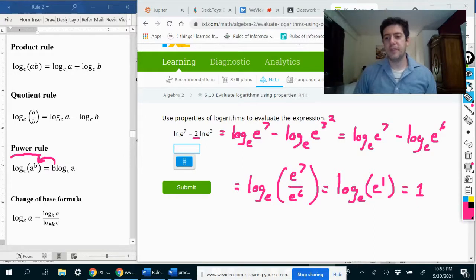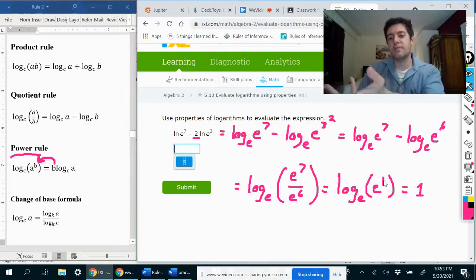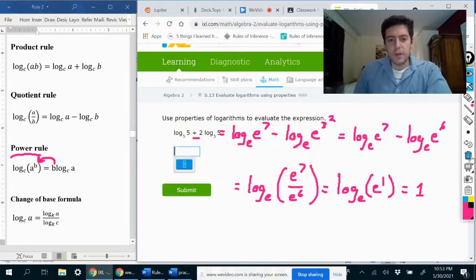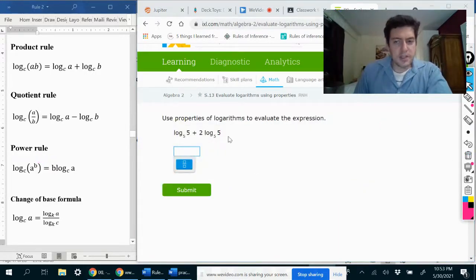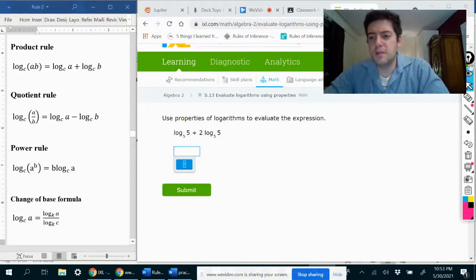Okay? We've done problems similar to that. If we have the log base e of e to the something, then the answer is just that something. It's just the exponent over here. Okay. This is another problem similar to what we did before.